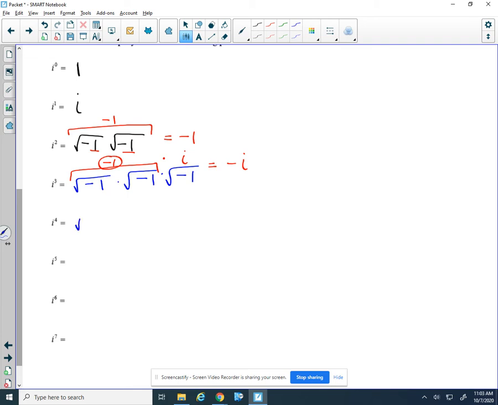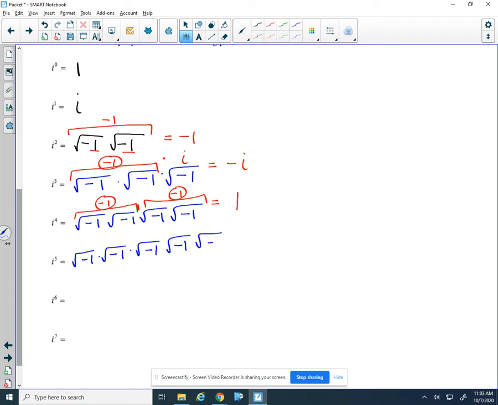So i to the 4th is 4 of these square roots of -1 in a row. So this is a -1. This is also a -1, and -1 times -1 is +1. And there are other ways to do this that are a little faster, where you can think about adding exponents and building off each other, but for now, we're just doing these nice strings of square roots of -1.